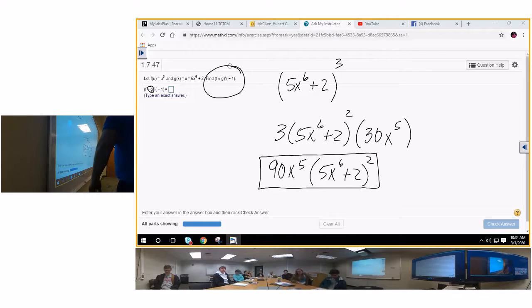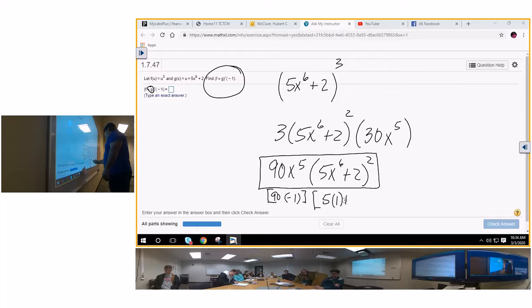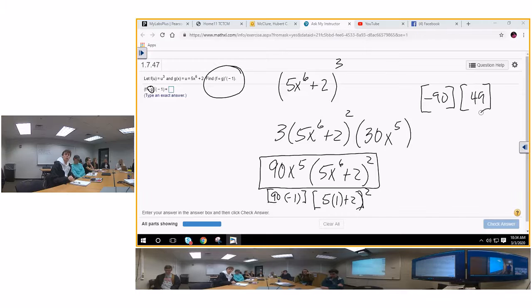What are we going to do with that? Plug in a negative 1. Well, negative 1 to the 5th power is negative 1. Negative 1 to the 6th power is positive 1. So that's going to give us negative 90. And 5 plus 2 is 7. 7 squared is what?